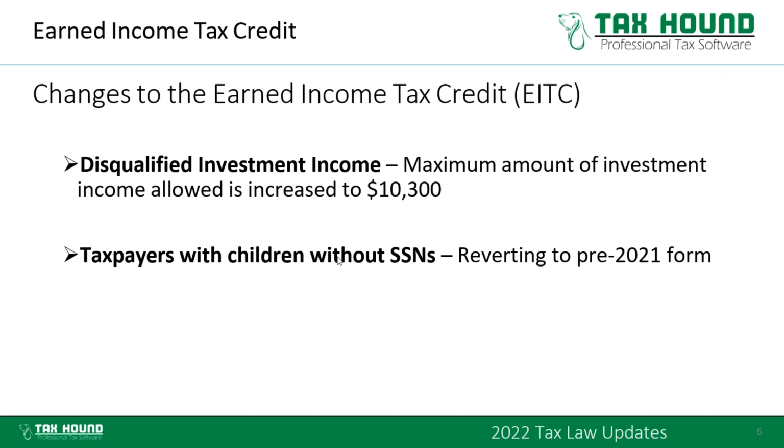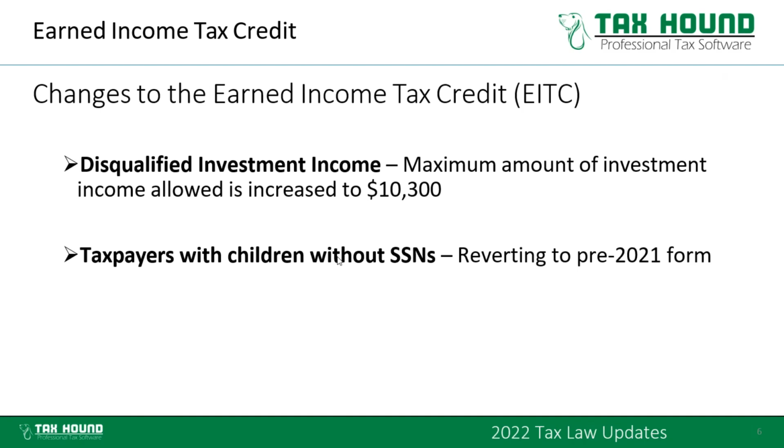Slight changes to EIC. The disqualified investment income, the max amount of investment income allowed is increased to 10,300. So it's up slightly. It's not a huge change. And that's really only going to affect those people who have Schedule Ds or Schedule Es that are considered investment income, inactive K1s, things like that.